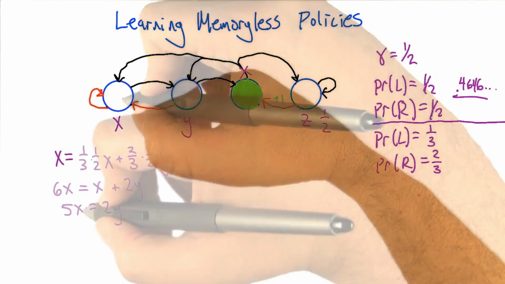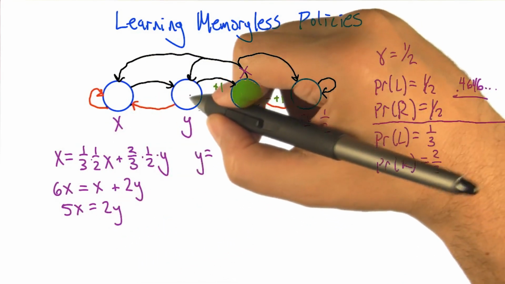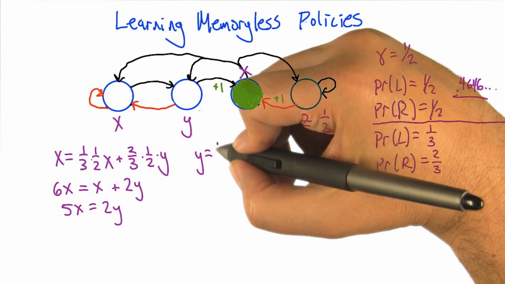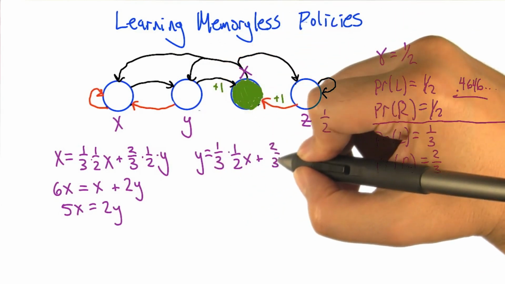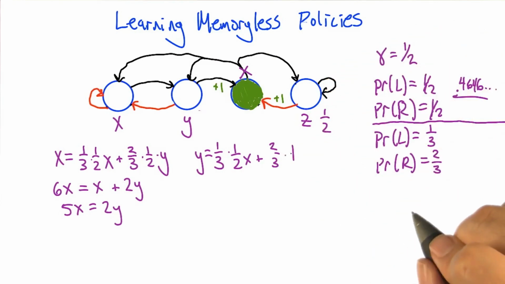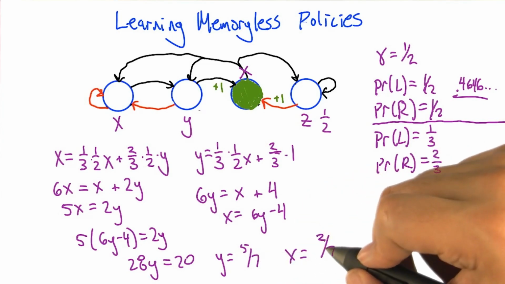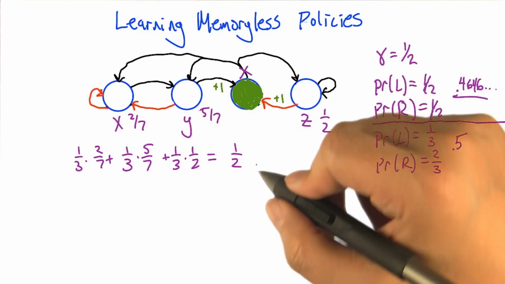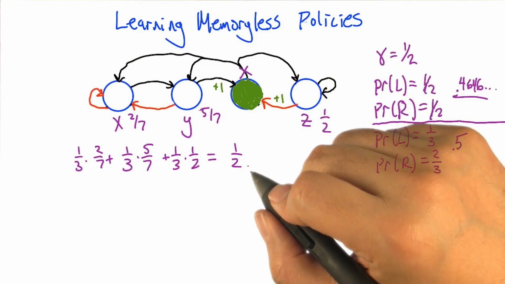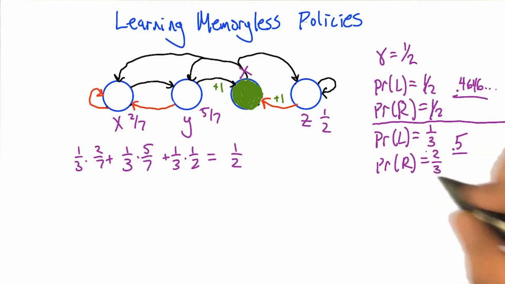We're going to write down what happens from these other 2 states. So the value at x simplifies to 5x equals 2y. And the value at y is, again, we're going to go to the left 1/3 of the time, getting us the value at x. And we're going to go to the right 2/3 of the time, getting us our value of 1. All right, so once we solve all that through, we get y is 5/7 and x is 2/7. And so when we average these 3 values out, we actually get 1/2, which is a little surprising to me, that the 7s kind of cancel out. But 1/2 is bigger than 0.464646, so we actually have a better policy.